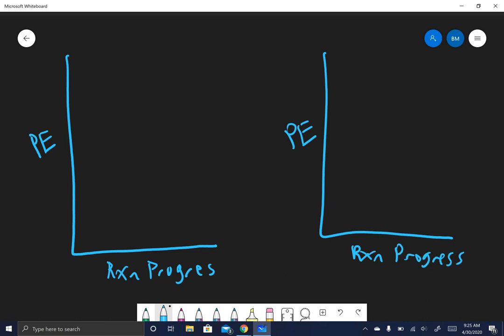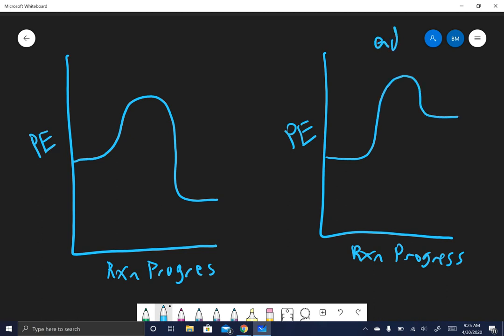All right, this one we will start here, go like this, and then come down. And this one we will start here, go like this, and then we'll end up here. So this one is endothermic over here. This one is exothermic. Again, how do we know this? Well, this is always where our reactants start. This is where our products end. Same thing here, reactants here, products here.